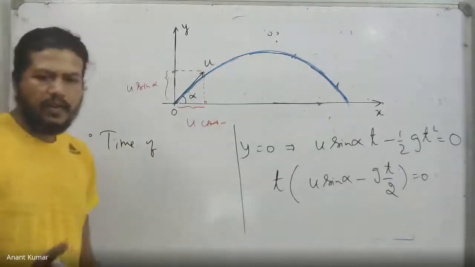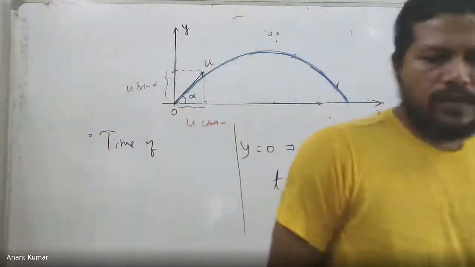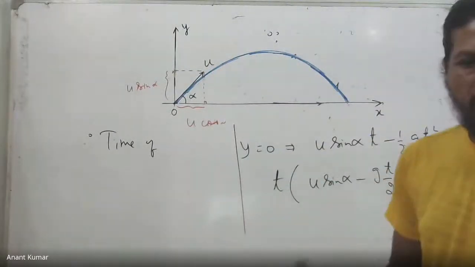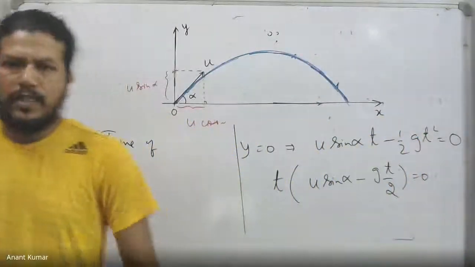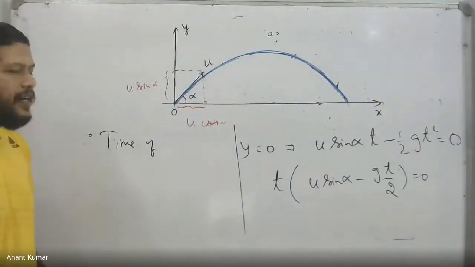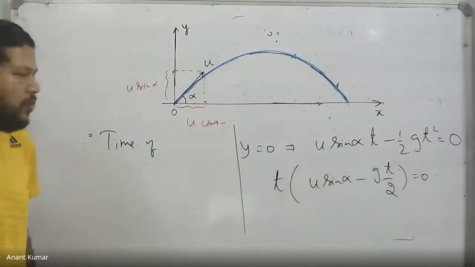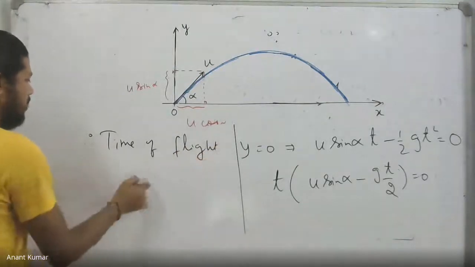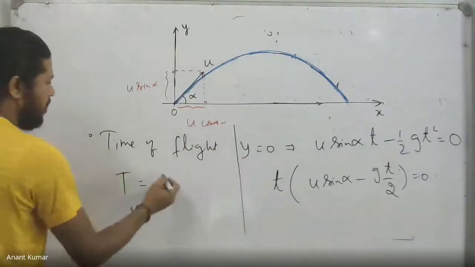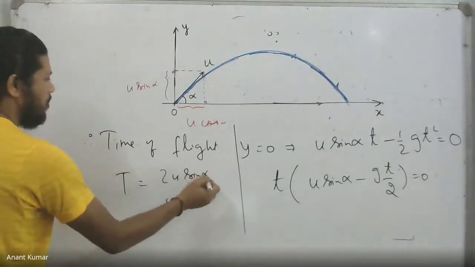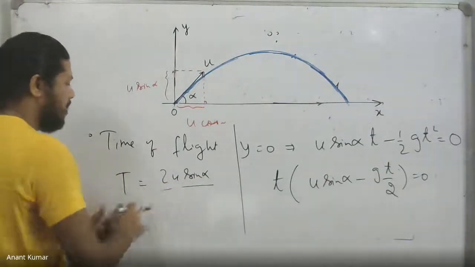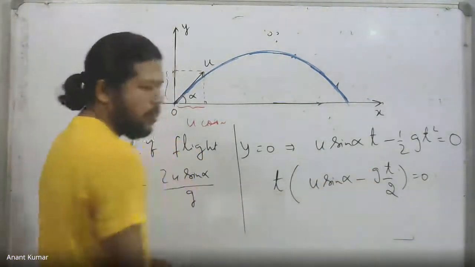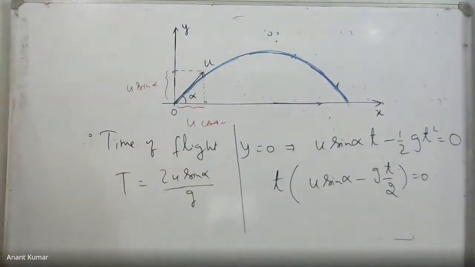Remember, this is the time of flight above the horizontal plane actually. If there's a ditch, for example, then the time is going to be more. In that case I can't apply this formula, but this is only the time of flight above that horizontal plane. So the time of flight above the horizontal plane is given by, from this equation, twice u sine alpha divided by g. I simply equate the second factor to 0 and solve for t. That gives us twice u sine alpha upon g.